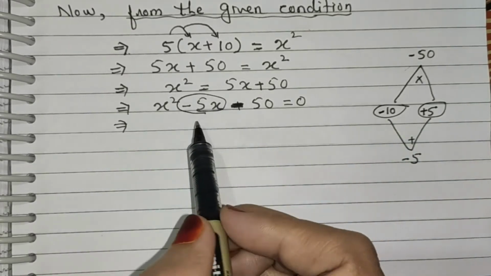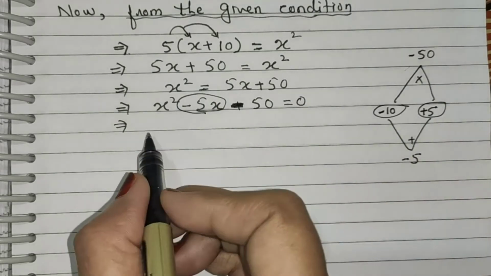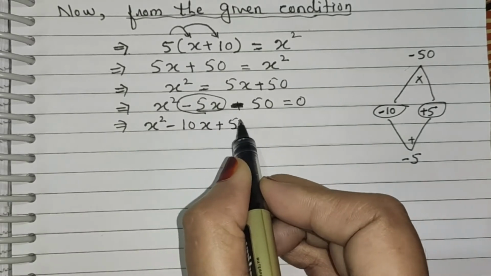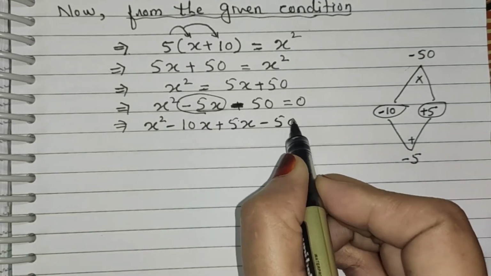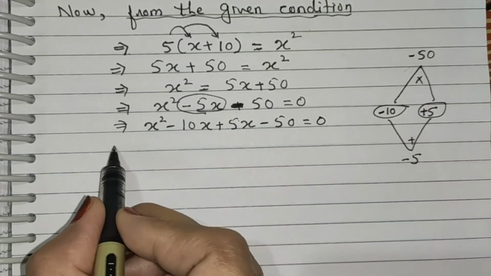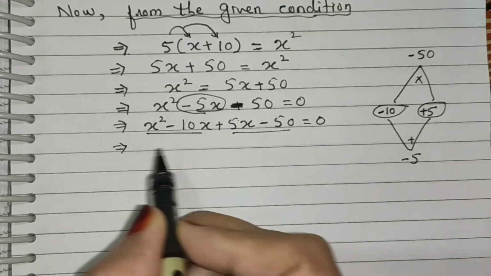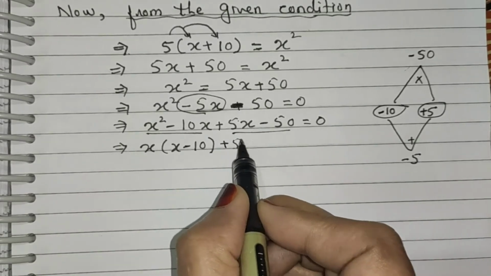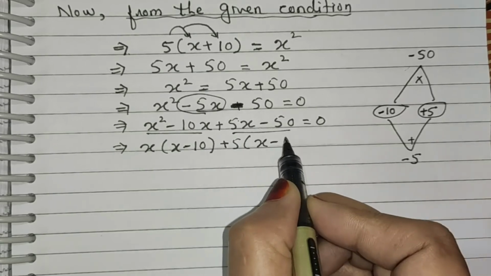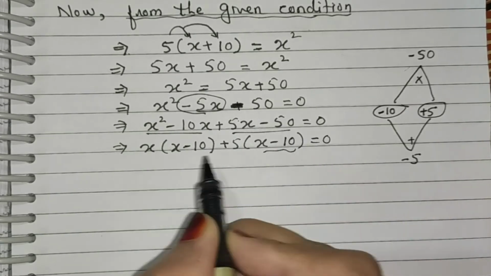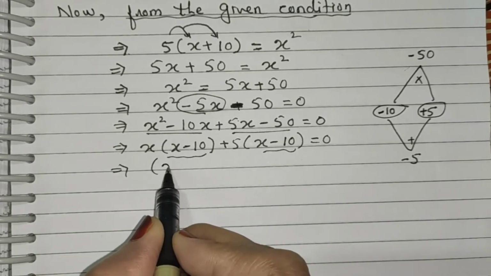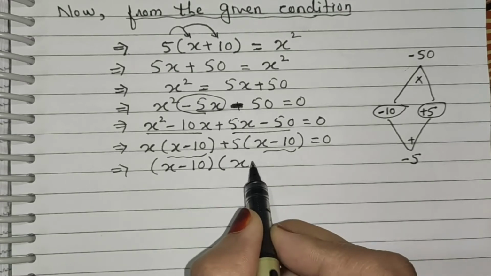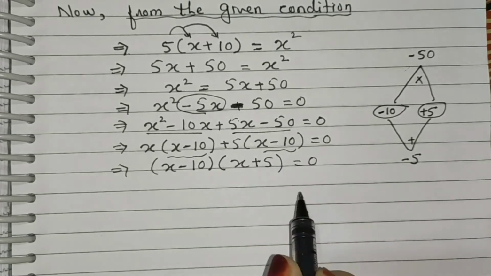Now the next step is to split the middle term into new numbers. x square minus 10x plus 5x minus 50 is equal to 0. Take out common to group: x minus 10. Now here plus 5 is common, the remaining one is 5x minus 10, which is equal to 0. Look at the bracket here. Take out common bracket x minus 10. Now the remaining one is here x, and in the second one plus 5, is equal to 0.